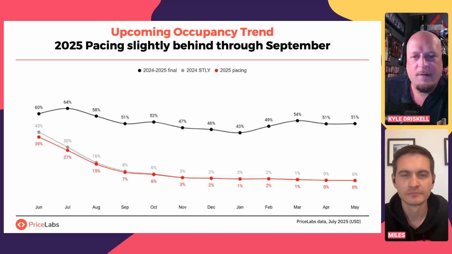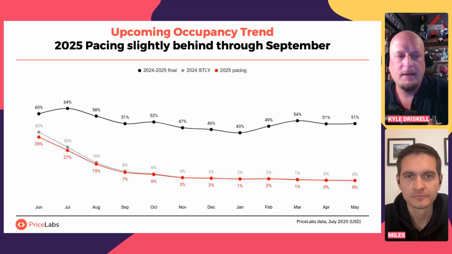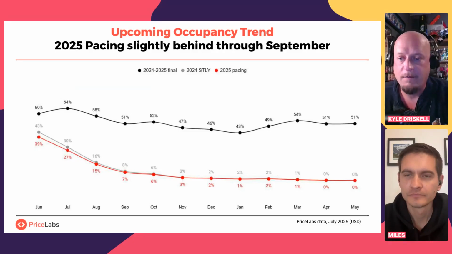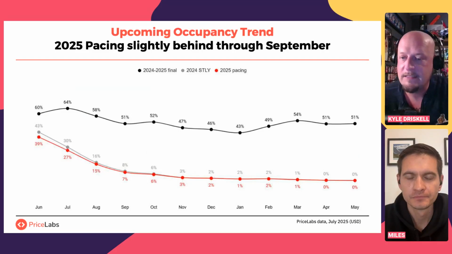All right, and now this is super important. And this, I think, is going to be the biggest takeaway from our conversation today, Miles. And that is the upcoming occupancy trends. So what we're looking at on this graph, the top line, is where the market finished for that month last year. So July that we're looking at over here on the left, July of 2024 finished at 64% occupancy for the overall United States market.